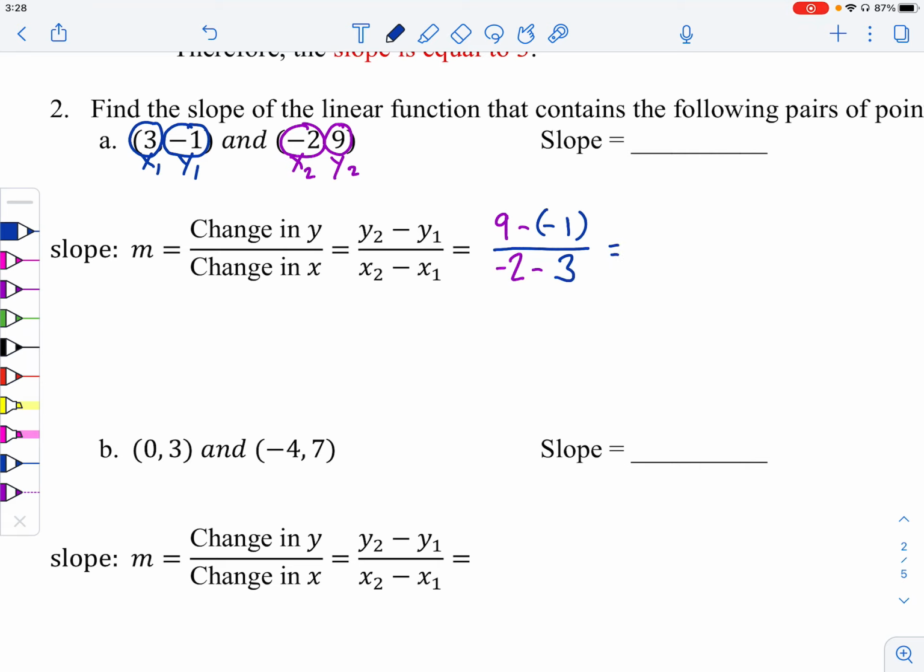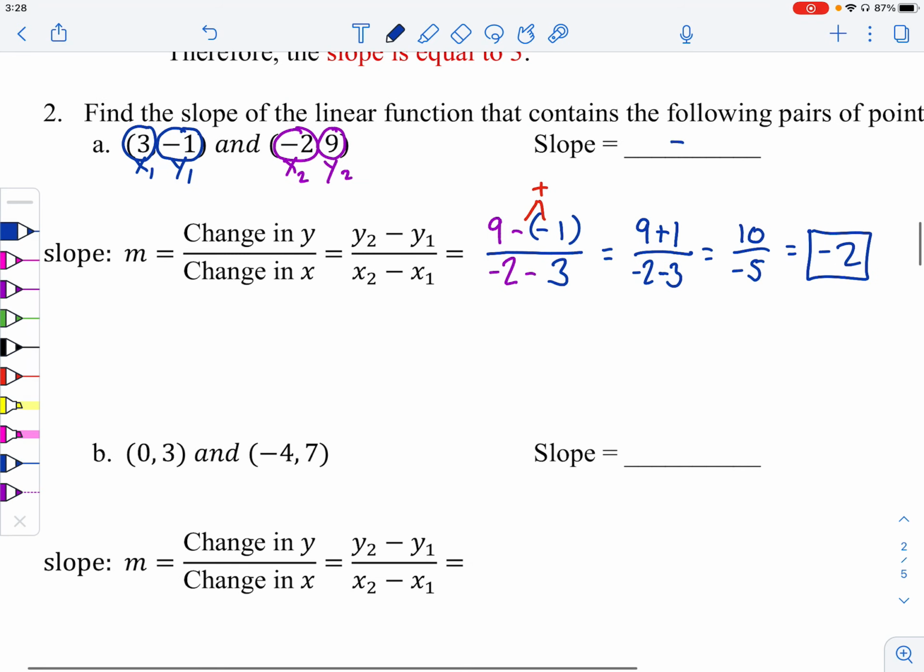Okay, and then we're going to calculate this out. Remember, double negatives, right, is addition. So this is 9 plus 1. Because you're double negatives again, right? Double negatives is addition. So we got 9 plus 1. And then negative 2 minus 3 on the bottom. So 9 plus 1, 10. Negative 2 minus 3 is negative 5. And you divide those two numbers, you get negative 2. So our slope, or rate of change, is negative 2.